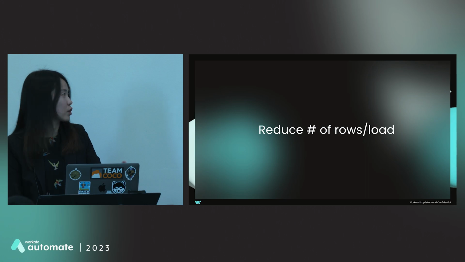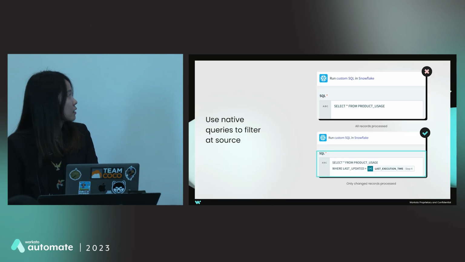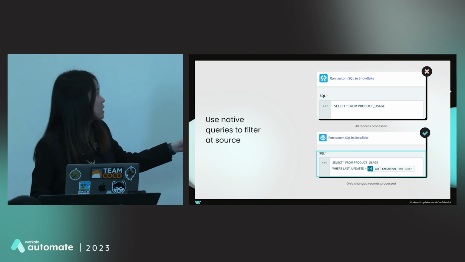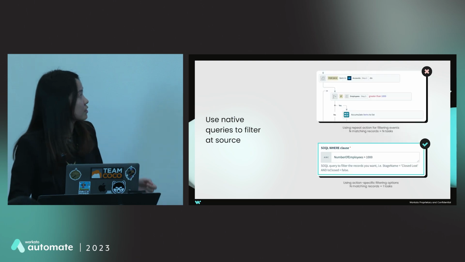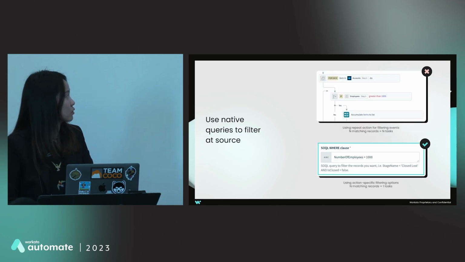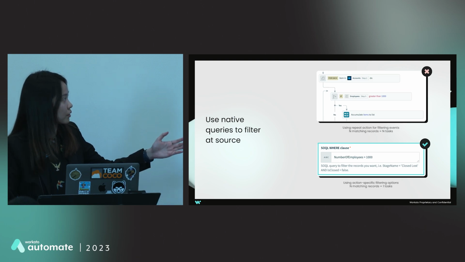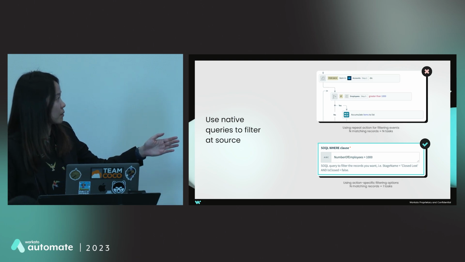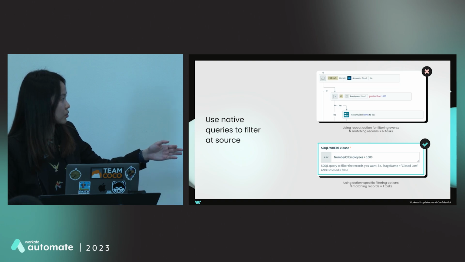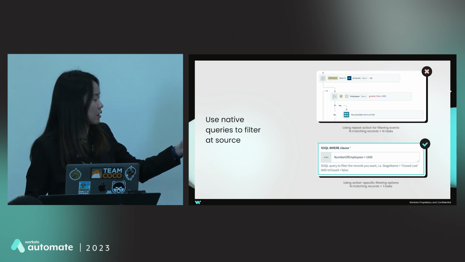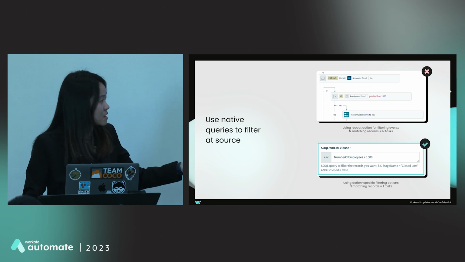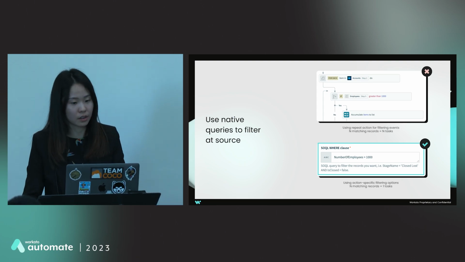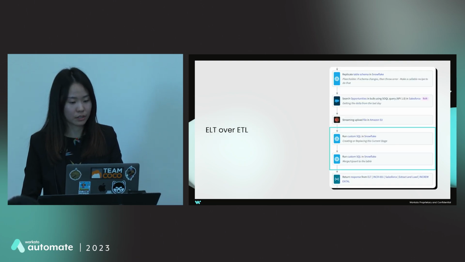Now, the second strategy would be to just reduce the number of rows and load. So again, using queries natively, whether in Snowflake or, in this example, in Salesforce, to just write queries in SQL and SOQL to filter out the records based on the records that you actually need. So filtering out with SQL and SOQL kinds of queries.